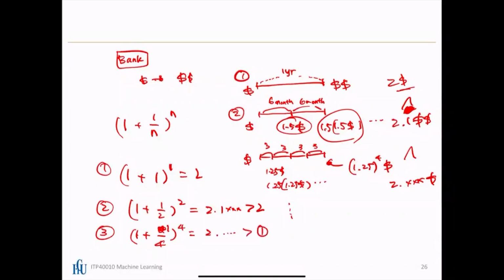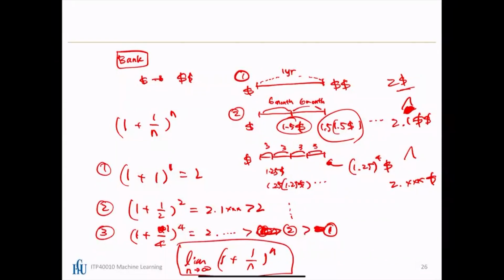This is larger than 1, larger than 2, larger than number 1, and so on. If you increase this to infinity, it's going to be written like this. This is what you get back after 1 year if you get continuous interest over time, and this is what natural growth rate means. And Euler defined this as e.